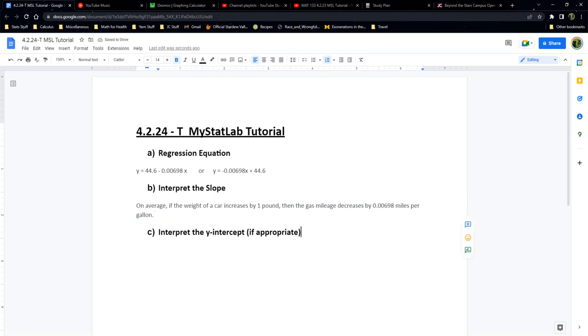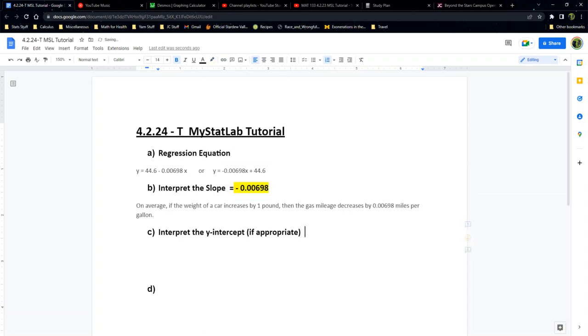Okay, now what about the y-intercept? Well, the y-intercept actually doesn't make sense in this case. And that's because think about what the y-intercept is. Oh, I should say the slope. The slope was the negative 0.00698. That's why I used the word decreases here, because it was negative. So that was the slope right there.